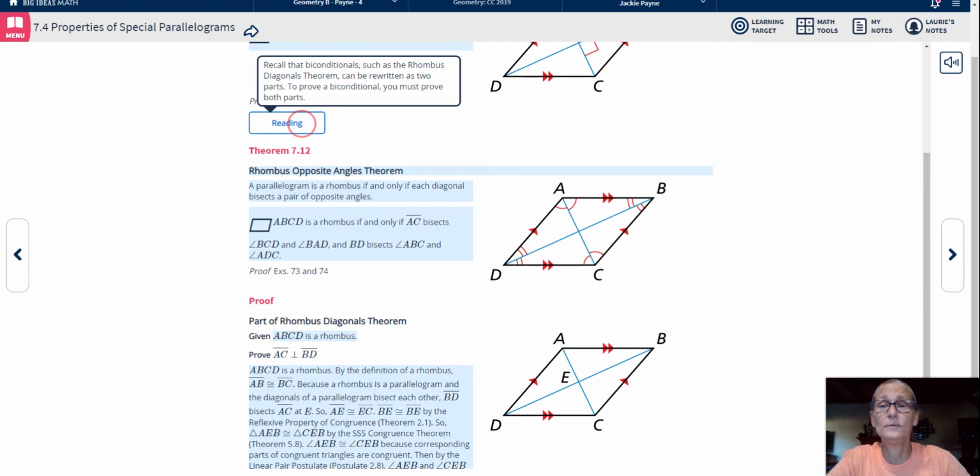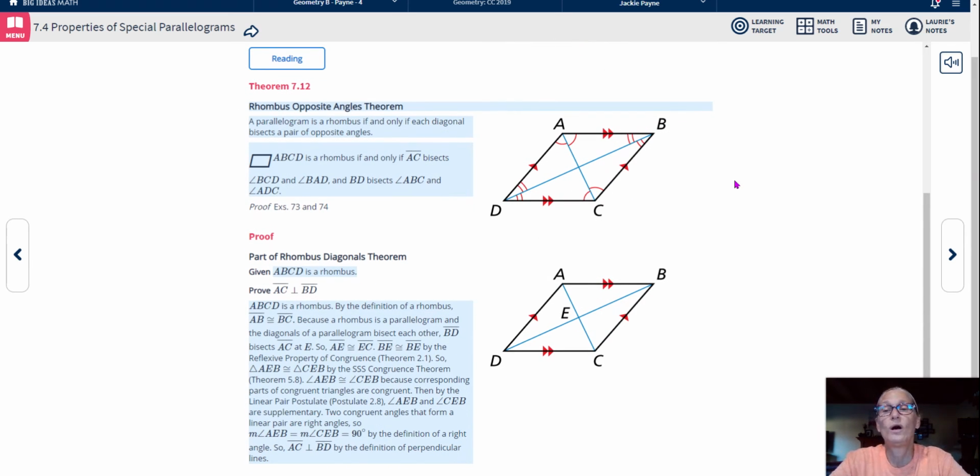Also in the example, remember it shows that biconditionals such as the rhombus diagonals theorem can be written as 2 parts. And then to prove a biconditional, you have to prove both parts. You have to prove the if-then and then the if. And that way it's both ways, biconditional.